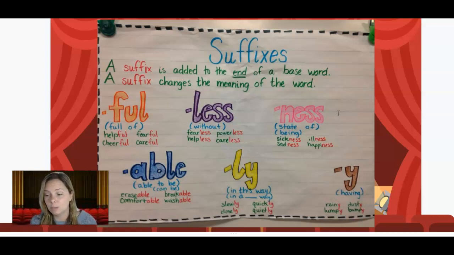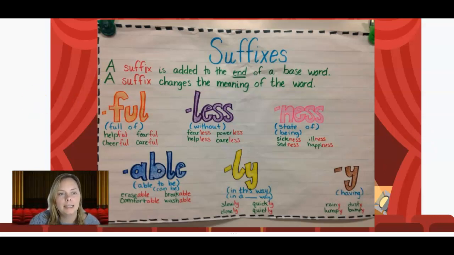And then the last one is y, having. Rainy, lumpy, dusty, bumpy. It just is saying what it is, the type of thing it is. So we need those suffixes to help us put the words in the sentence properly. It comes at the end, that's important, and it changes it slightly.